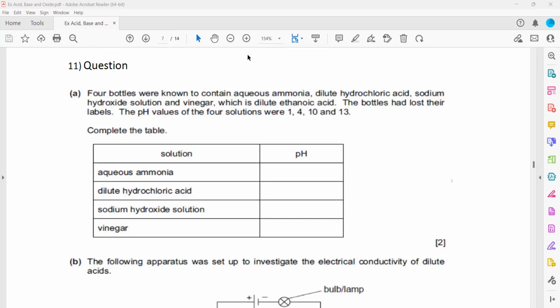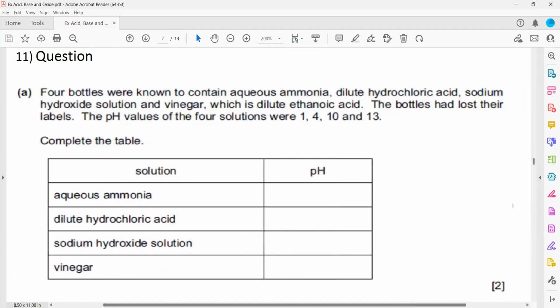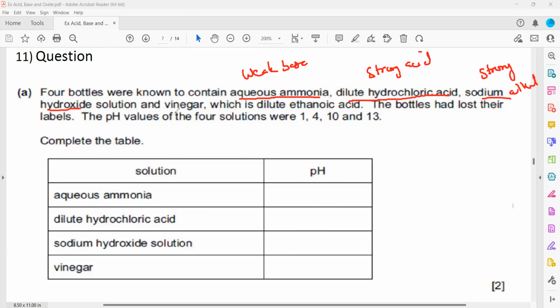We have 4 different bottles. One is ammonia, another is hydrochloric acid, another is sodium hydroxide, and then vinegar. So what is aqueous ammonia? Aqueous ammonia is a weak base. Hydrochloric acid, even if it's dilute, is a strong acid. Sodium hydroxide is a strong base or alkali, and vinegar is a weak acid.